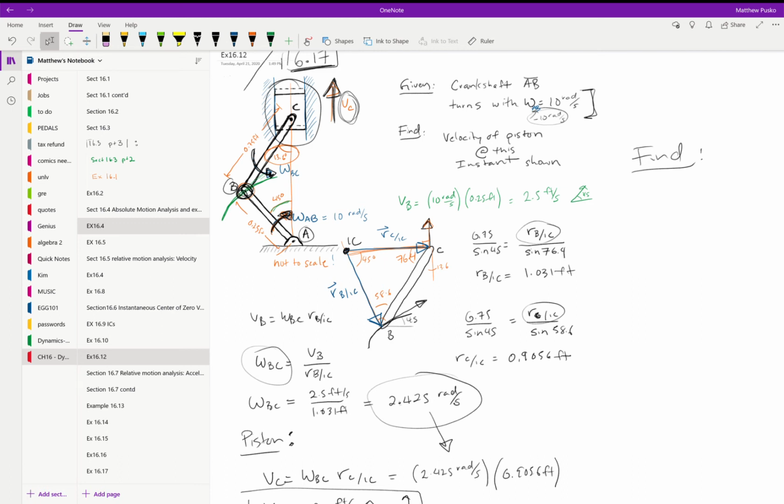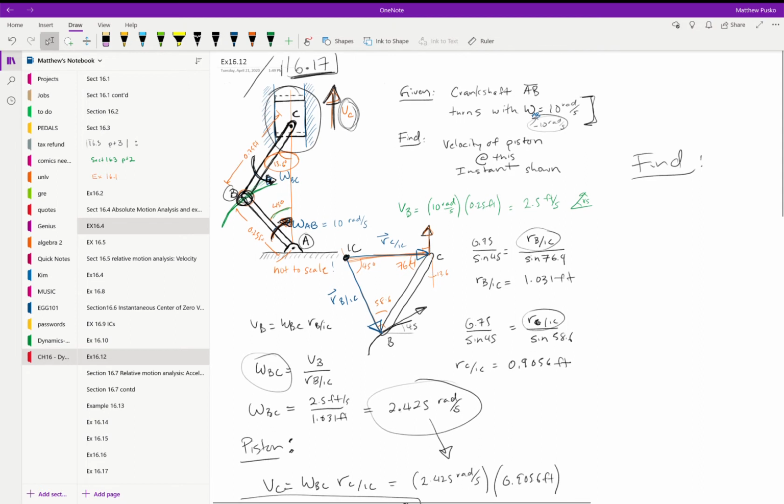Okay, example 16.17 is an extension of 16.12, in which we have a piston that's constrained to move up and down, and they give us an omega about this crankshaft AB right here. Now they want to know what is the acceleration of point C? Acceleration, we don't know. We'll find it.